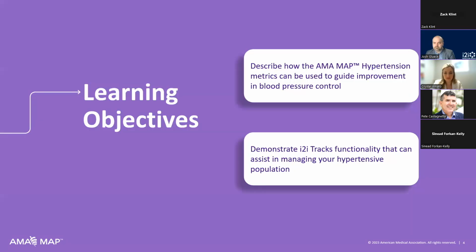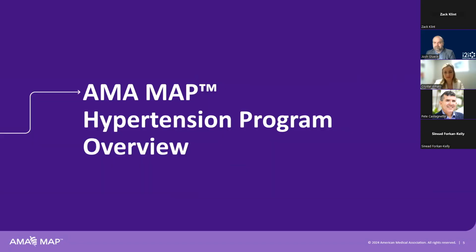So that matches up pretty well with the learning objectives for today: to describe how the AMA MAP hypertension metrics can be used to guide improvement in blood pressure control, as well as demonstrate I2I tracks functionality that can assist in managing your hypertensive population. So with that as an overview, let me advance slide one more time and turn this over to Crystal to get into the content.